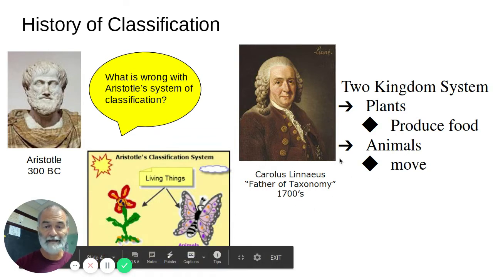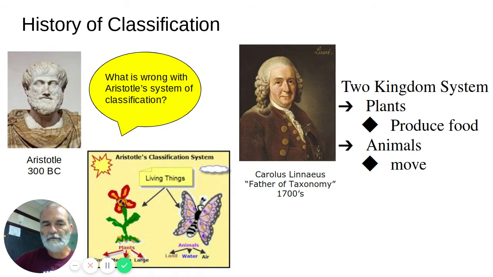So Carolus Linnaeus, good thing for us, in about the 1700s, he's known as the father of taxonomy. He came along and started putting things into groupings called kingdoms. And he had 2 main kingdoms that he used. He used plants and animals. And plants produce their food by photosynthesis, and they don't move. And animals move, but aren't able to make their own food. They cannot make food by themselves.